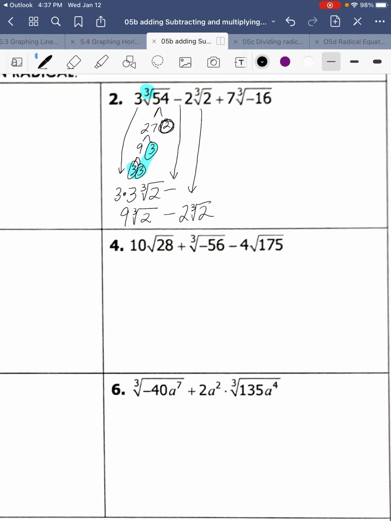Cube root of negative 16. So we're going to break this down. I'm just going to simplify it as 16. And that would be 4 times 4. 2 times 2. 2 times 2.